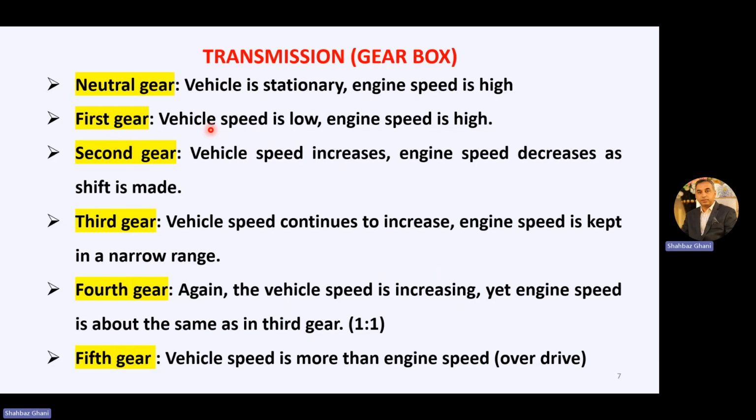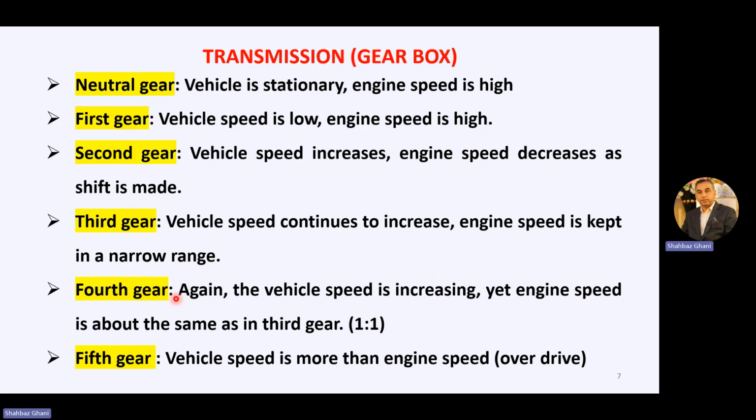Okay, as for the transmission, the gear ratio is something like this: the engine is moving at 1000 RPM. So we are getting somewhere with the ratio here. In second gear, the speed is more than in first gear, which we are using, but the engine speed decreases as the shift is made. In third gear, vehicle speed continues to increase, so it is more than in second gear. Engine speed is kept in a narrow range.